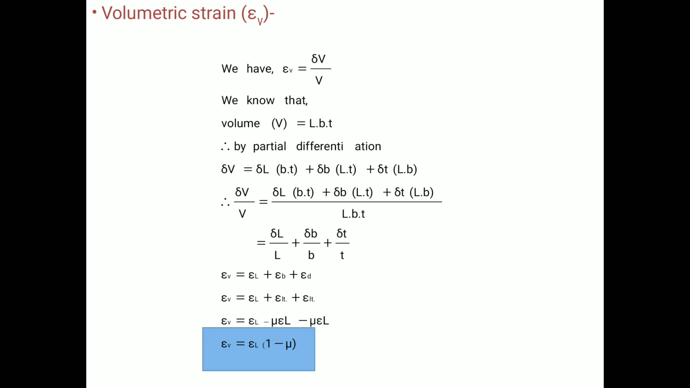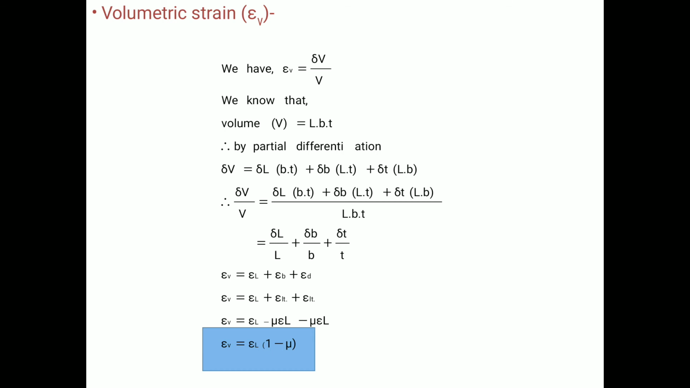plus delta B into LT plus delta T into LB. We have used the chain rule to find the value of delta V. Now if I divide the entire equation by V, then we have delta V by V is equal to (delta L BT plus delta B LT plus delta T LB) upon L into B into T. After solving the equation, we have delta L upon L plus delta B upon B plus delta T upon T.